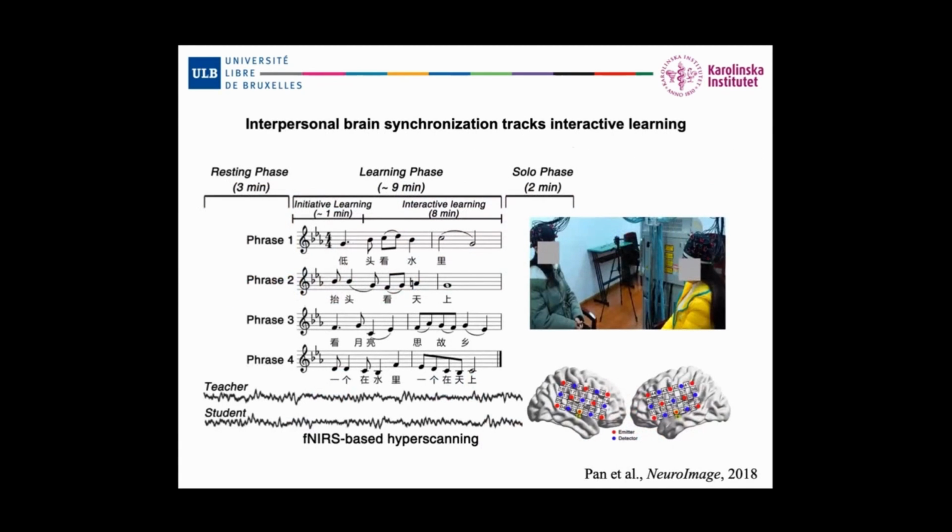We explicitly tested the link between interpersonal brain synchronization and interactive learning in our previous work. We recorded brain activity from learner-instructor dyads using functional near-infrared spectroscopy, fNIRS, during the acquisition of a music song. In the study, the teacher was instructed to teach a four-phrase music song to a student, during which their frontal-temporal-parietal regions, which hold strong relevance for social interactions, were monitored and recorded simultaneously.